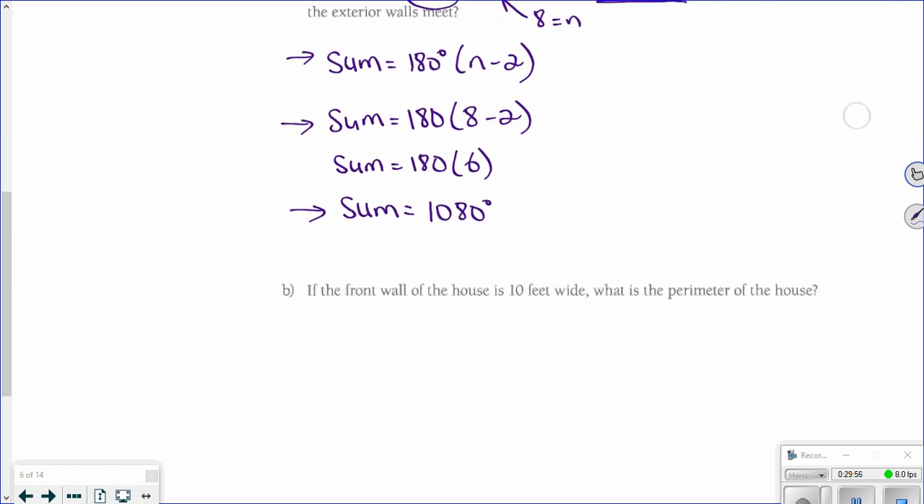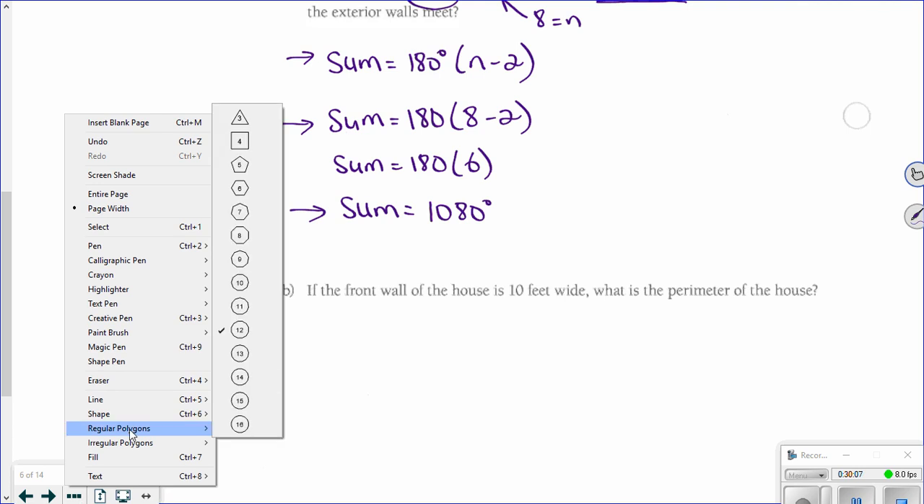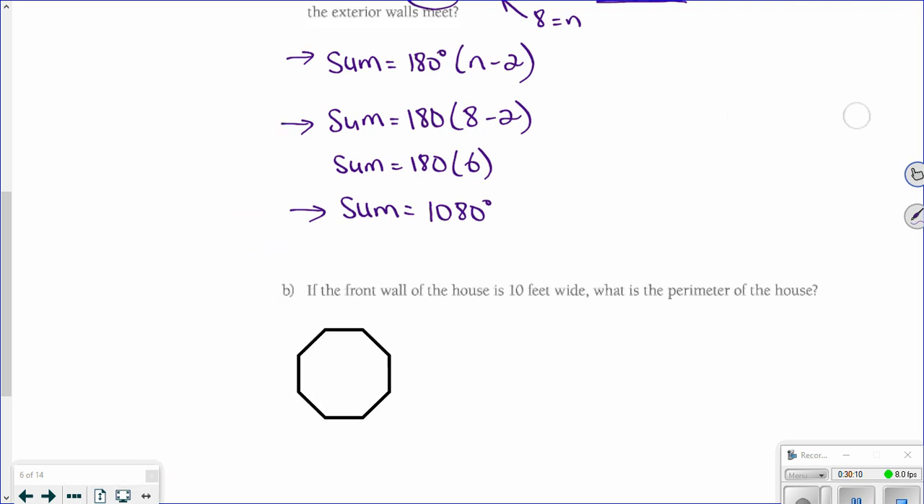The next part says if the front wall of the house is 10 feet wide, what's the perimeter of the house? So how big is it all the way around? So we know we're talking about an octagon. So again, I'm going to cheat and I'm going to draw my octagon. This is saying the front wall of the house is 10 feet wide. And because I know it said it was a regular polygon in the beginning, I know that each of these sides are the exact same size.